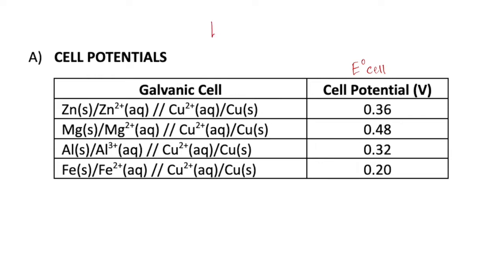So, E0 for copper. Kita andaikan kita tahu, which is positive 0.34 volt. So, yang kita tak tahu adalah zinc, magnesium, aluminium dan ferrum, kononnya. And then, kita bina galvanic cell, and then we get all the cell potentials here. So, how to determine the SRP for zinc, magnesium, aluminium, and ferrum? Let's see the next one.